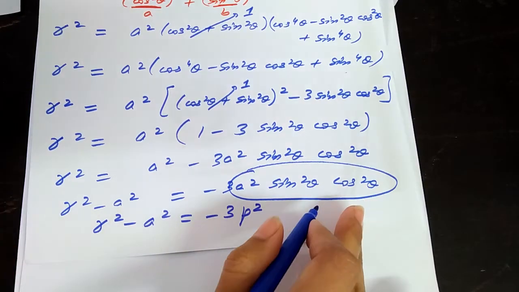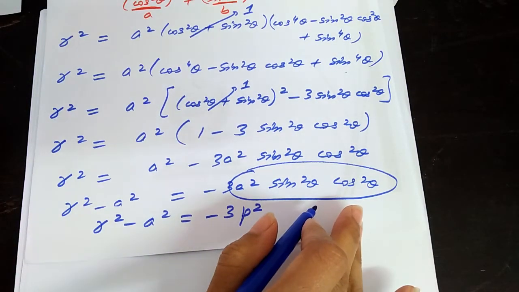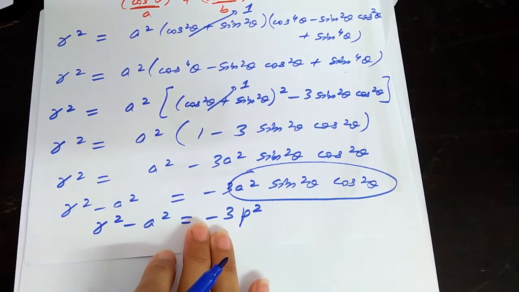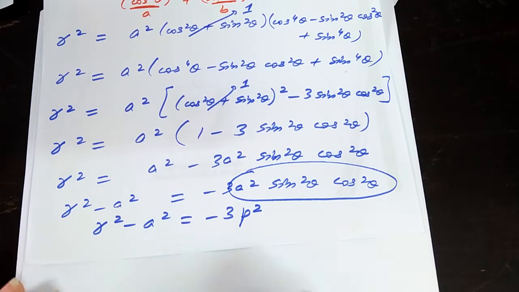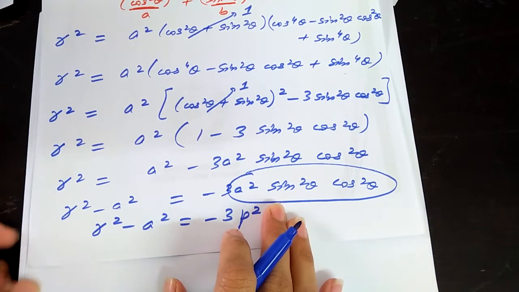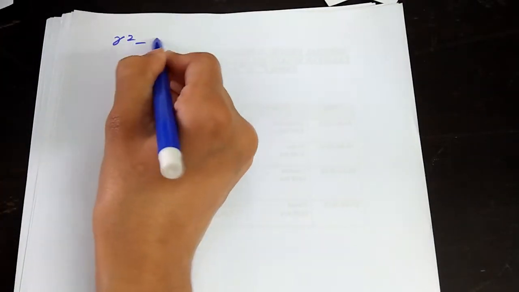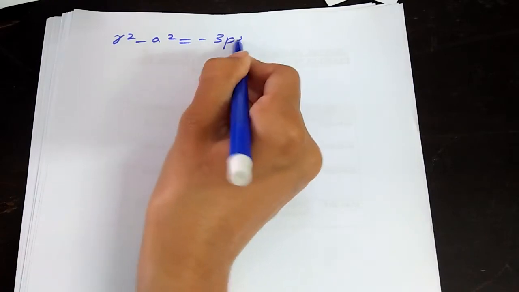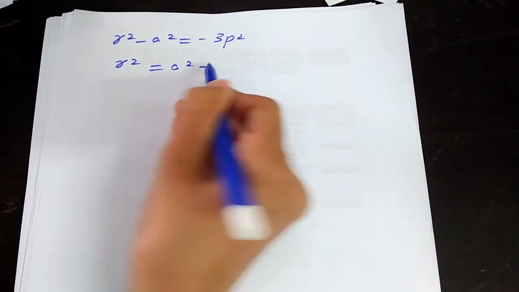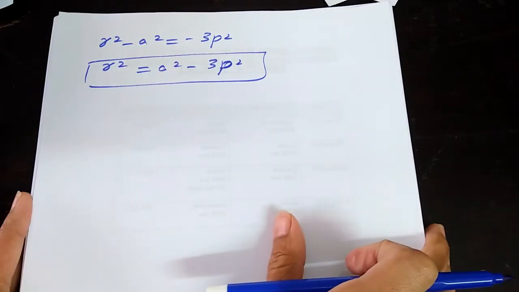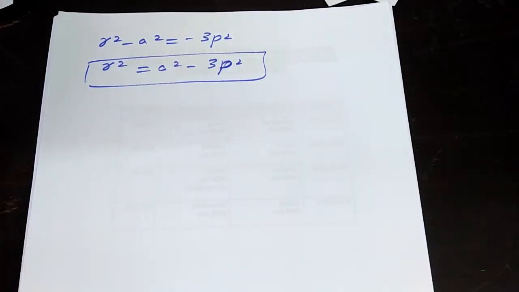Now what we have to prove in this question? That r square is equals to a square minus 3p square. So move this a square on the right side, I will be left with r square is equals to a square minus 3p square. And that is the thing that we were struggling to prove in this question.